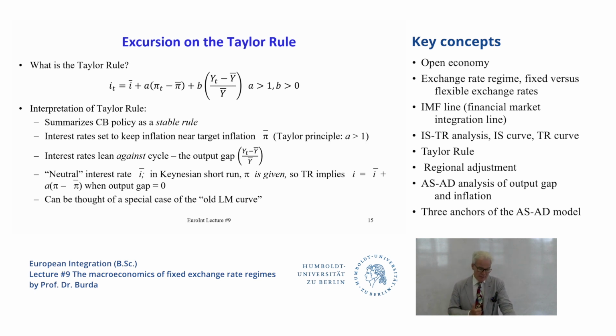So the central bank leans against the cycle, and there's a neutral interest rate. I called it a policy or a target rate. It's a neutral rate because if everything's cruising, if pi equals pi bar and y equals y bar, then those terms are contributing nothing to the interest rate policy of the central bank. It's i equals i bar. That's why it's called the neutral rate.